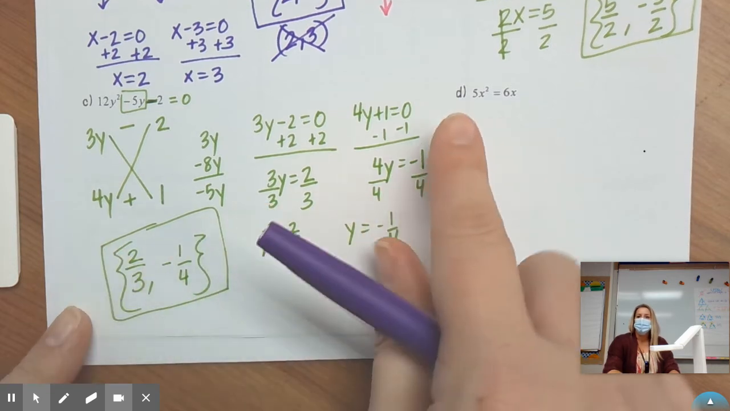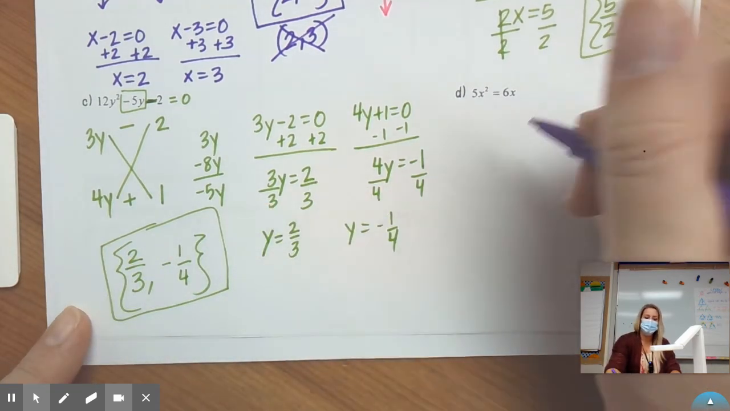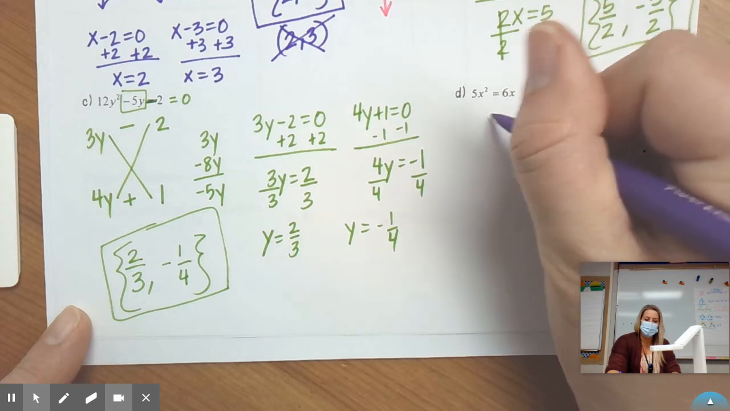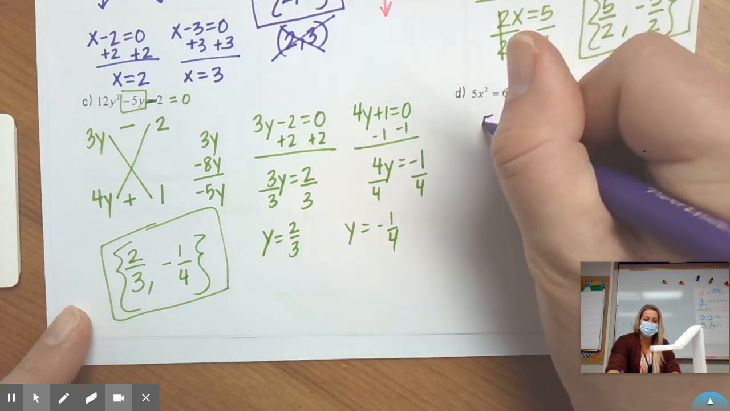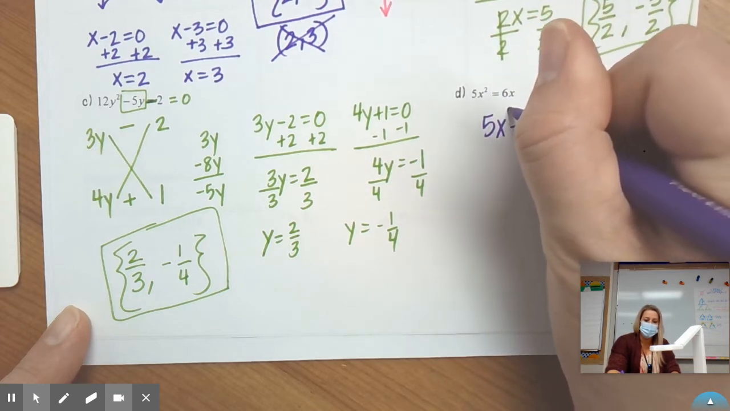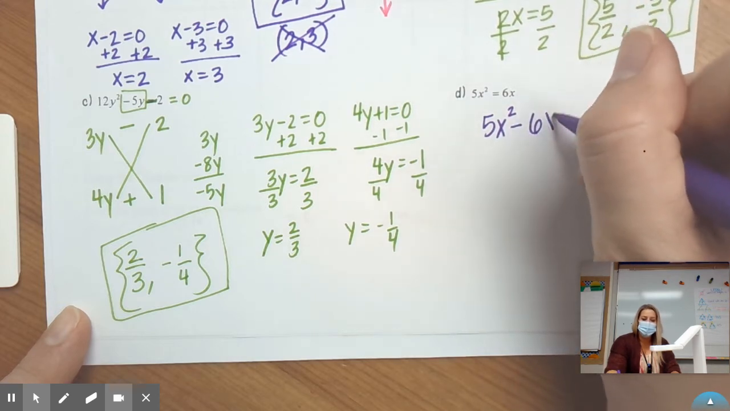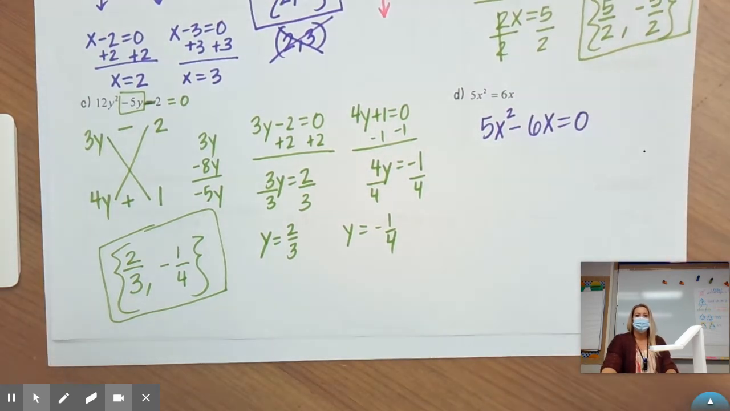So looking at this one then, if we move over the 6x, it should be 5x squared minus 6x equals 0. So this is a binomial, so we're not going to do our x. It's a binomial, so it's either GCF, perfect square, or perfect cube. So what do you guys think? What can we do here? GCF, perfect square, or perfect cube?